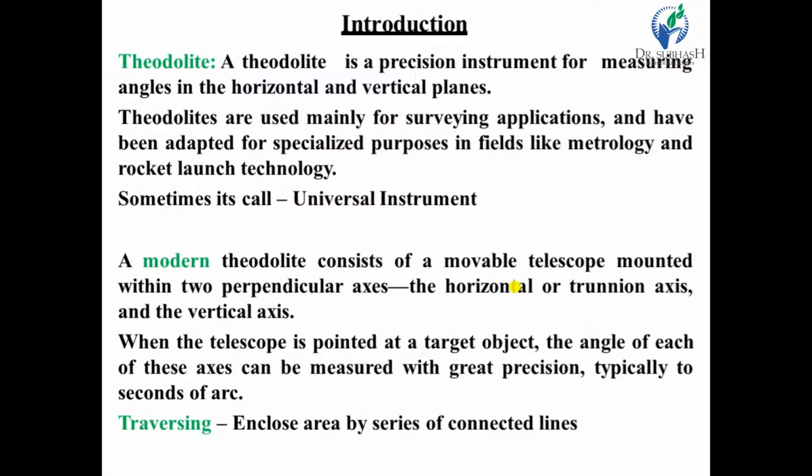How can we mitigate that omitted measurement? Now, first, we are seeing what the theodolite is. Theodolite is a precision instrument for measuring the horizontal and vertical angles in both planes. Right? That instrument is used for measurement of angle.